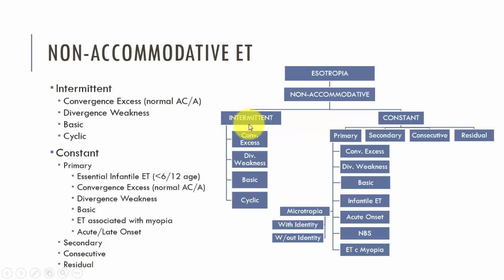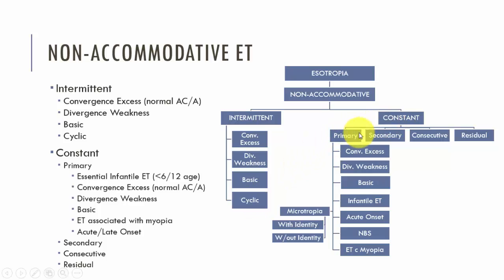For the intermittent deviations, where we have a convergence excess deviation, the esotropia is present at near, but the patient is straight at far. For divergence weakness, the patient is straight at near, but there is an esotropia at far. And for the basic, we have the deviation being intermittent both at near and far. We also have the cyclic esotropia, which is where we have an esotropia that occurs on a regular interval.